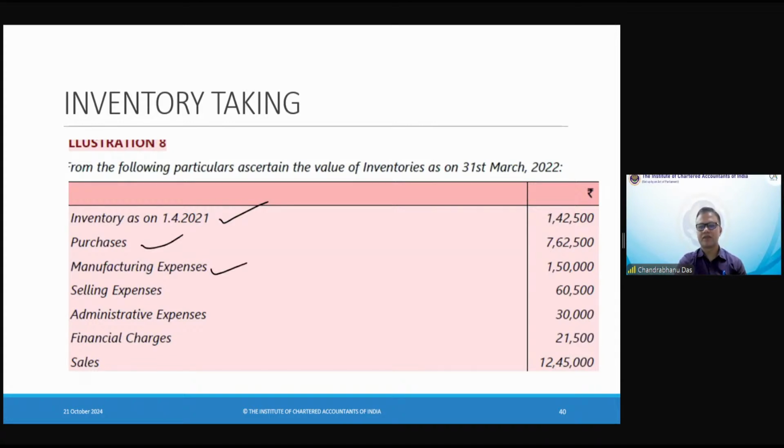So this is the inventory given on 31st March. यहाँ पे इन्वेंट्री दिया गया है and you have given the purchases and manufacturing expenses, selling expenses, administrative expenses, financial charges. तो सुभाष, I would like to ask you, आप बताइए कि इसमें से कौन सा आप इन्वेंट्री का कॉस्ट में लेंगे और कौन सा इन्वेंट्री के कॉस्ट में नहीं लेंगे? So can anybody answer in this inventory which one you will take in the cost of inventory and which all you will not take in the cost of inventory?